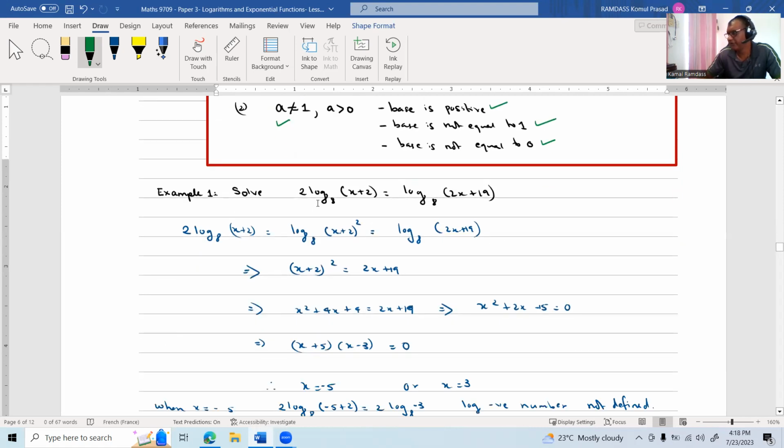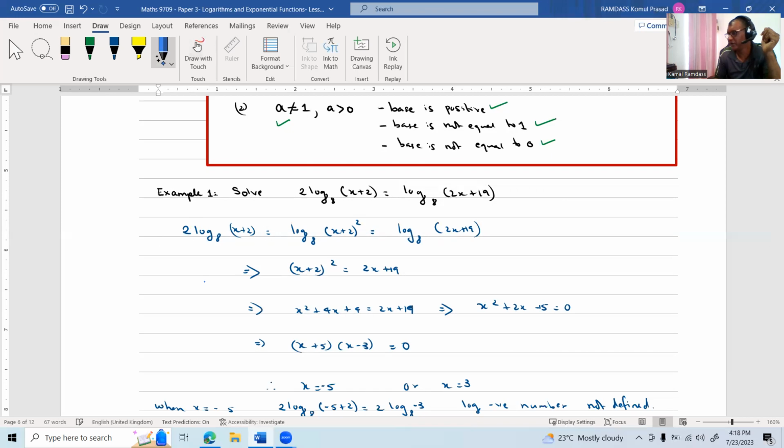Example, solve 2 log of x plus 2 base 8 is equal to log of 2x plus 19 base 8. And here, log of x plus 2 base 8, I can take a power here. Some number lambda already has the power here. Using the law of logarithm, you can define how. Okay. Leaving log of x plus 2 squared base 8 is equal to log of 2x plus 19 base 8. And because logarithm base 8 here, logarithm base 8 here, I am able to remove the logarithm, so this is equal to this.